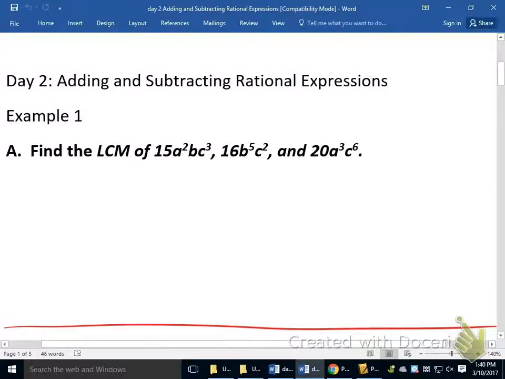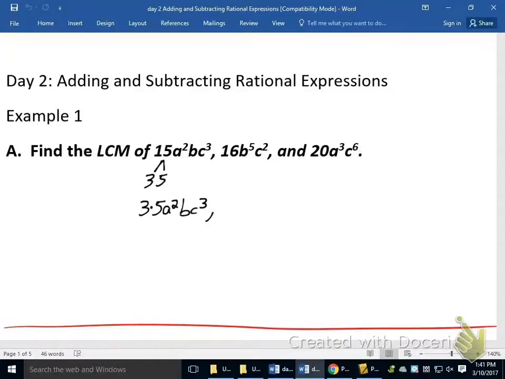Now, looking at expressions, what's going to happen is we are going to be including variables, obviously. So let's go ahead and do the least common denominator of these 3 items. To do that, I'll prime factor each of them. So the 15 is 3 times 5. So I'm going to rewrite this as 3 times 5 times a squared b c cubed.